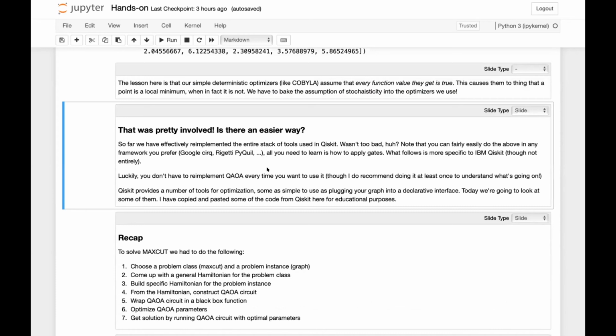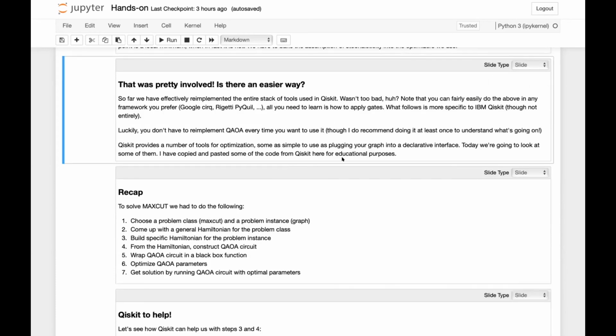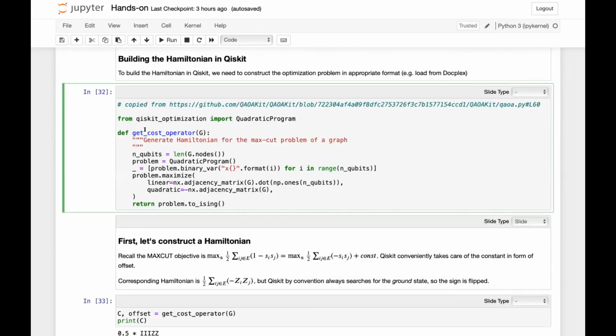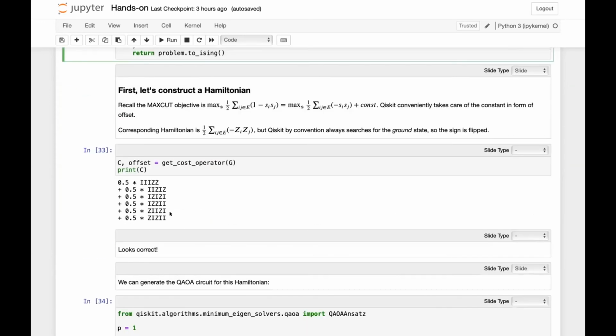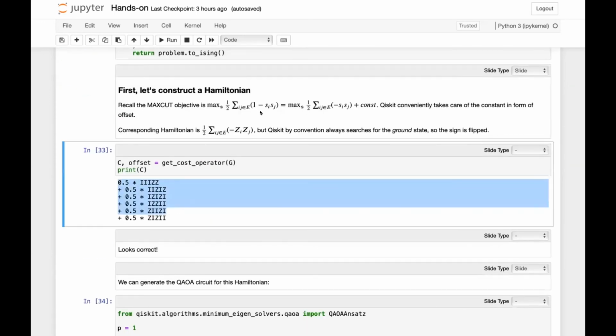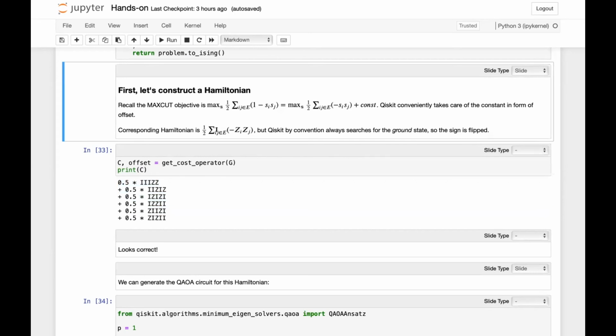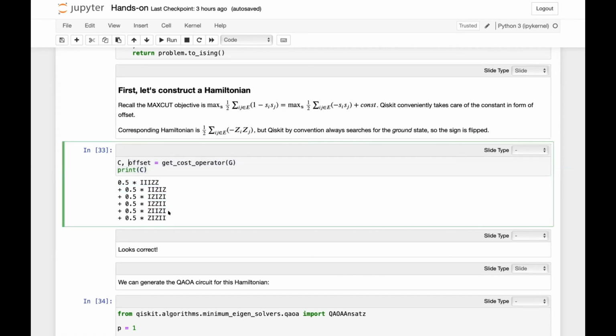Now, in practice, there are simpler ways to build this Hamiltonian. Here we build the Hamiltonian and the circuit for it from scratch, but you can do this in Qiskit by constructing a quadratic program encoding your objective. Here we just build this quadratic program with the linear and quadratic terms. This is our max-cut objective, and this returns us an Ising Hamiltonian, which looks exactly like what you expect, right? Remember it's 1/2 sum over edges of minus Zi Zj, and if we print this cost operator produced by Qiskit, we see exactly this.